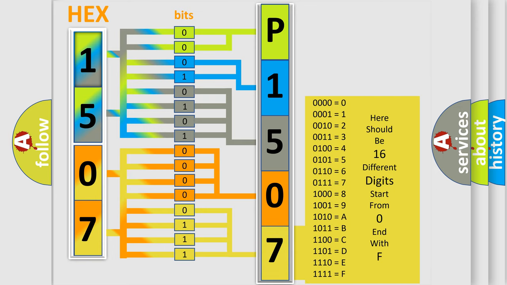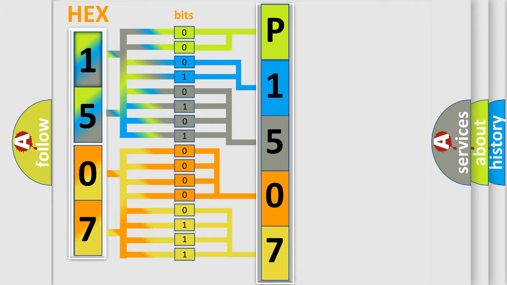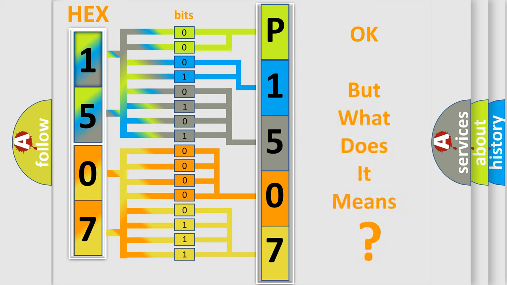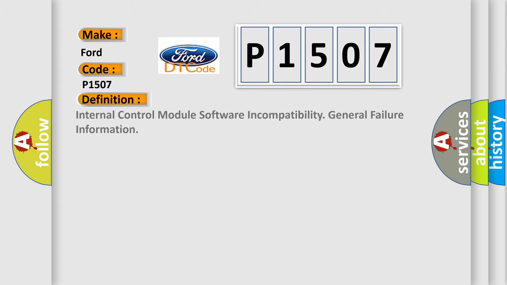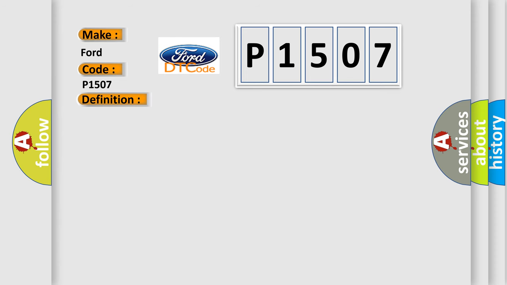We now know in what way the diagnostic tool translates the received information into a more comprehensible format. The number itself does not make sense to us if we cannot assign information about it to what it actually expresses. So, what does the Diagnostic Trouble Code P1507 interpret specifically for Infiniti car manufacturers? The basic definition is internal control module software incompatibility, general failure information. And now this is a short description of this DTC code.